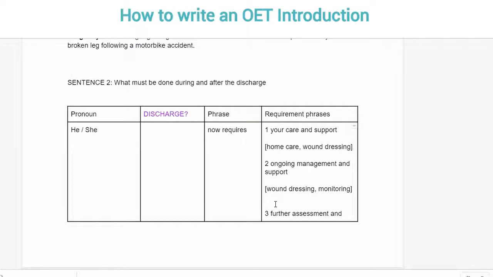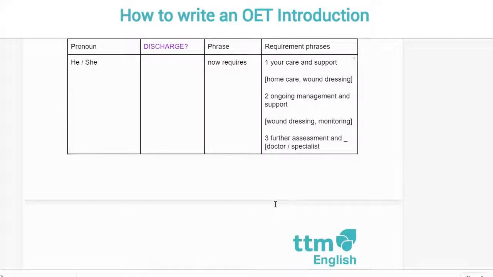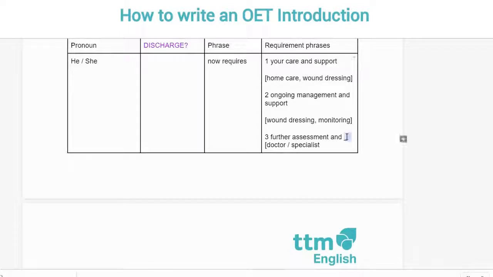I'm just going to give you 3 today, but you could imagine there's probably more phrases. But here, obviously, we're talking about a doctor or a specialist doing something, right? Further assessment and something. I'll just put a blank. But what we mean is a doctor or a specialist investigating. All right. Now I know that's going into another page here, but there we go. Further assessment and let's say management here, just to give you an example.